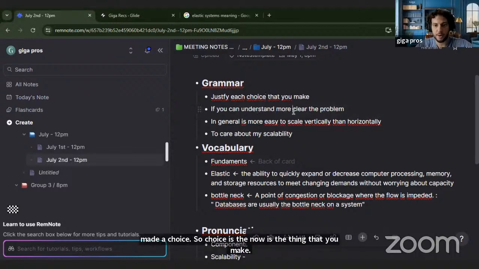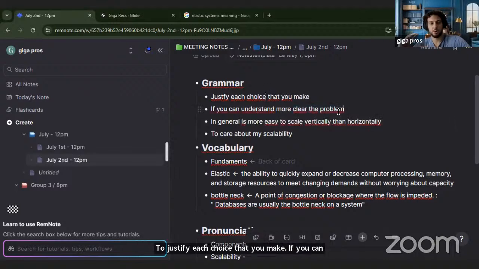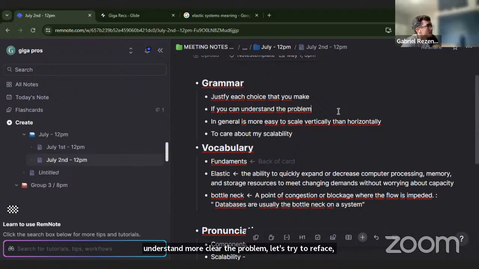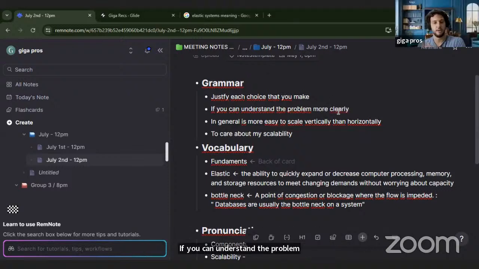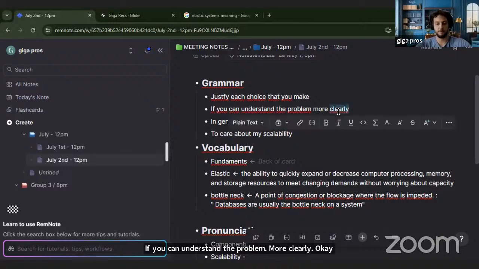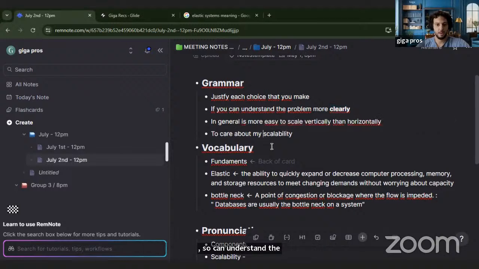If you can understand more clear the problem, let's try to rephrase this in a better way. If you can understand the problem more clearly, okay? That sounds better. It's a more fluent way to say this.